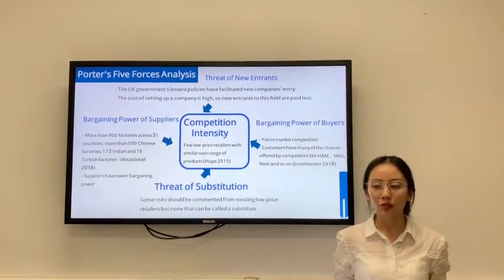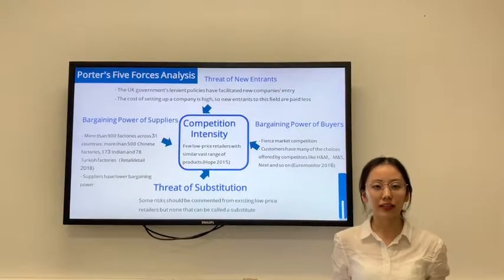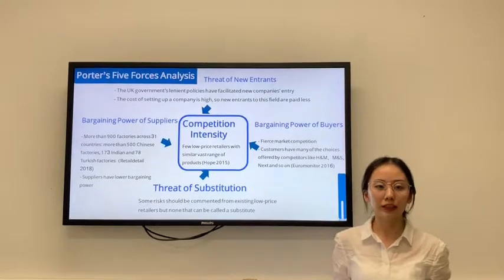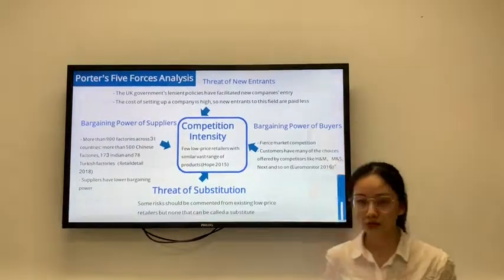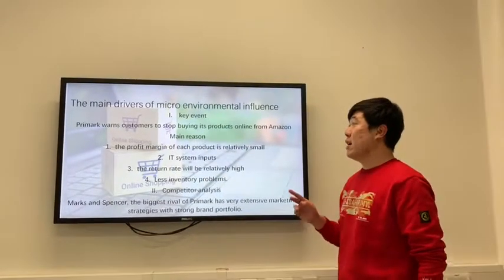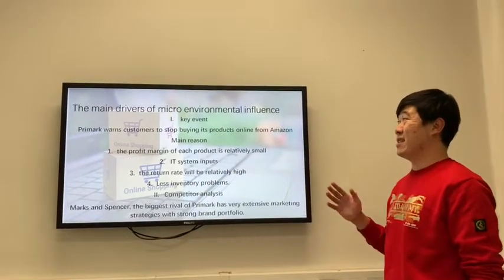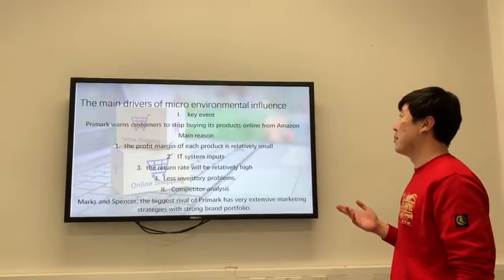profitability. Okay, next please. Let's have the next partner talk about the main drivers of macro-environmental influence. Thank you. Hi, I'm Ray Feng. In this part, I want to analyze the main drivers of macro-environmental influence.